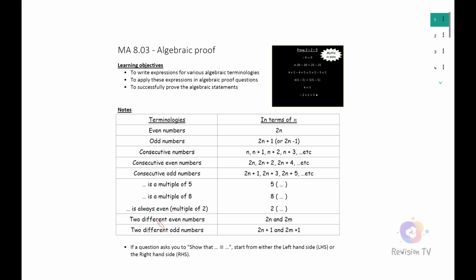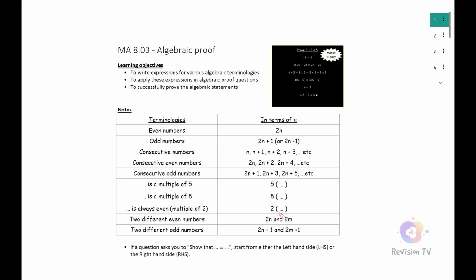If we say two different even numbers, then we will have to say 2n and 2m. We can't use the same letter. I'll explain more later in the example when we talk about different even numbers, and why we can't use the same one. Two different odd numbers, again 2n plus 1 and 2m plus 1. You must use two different letters.